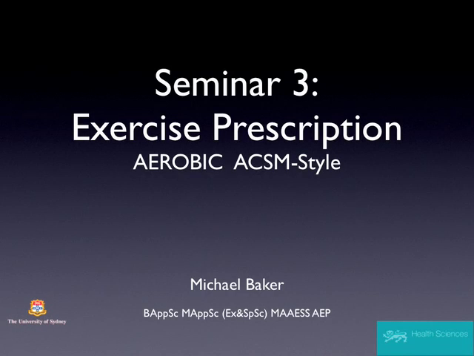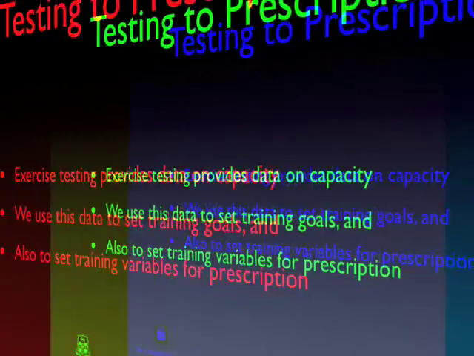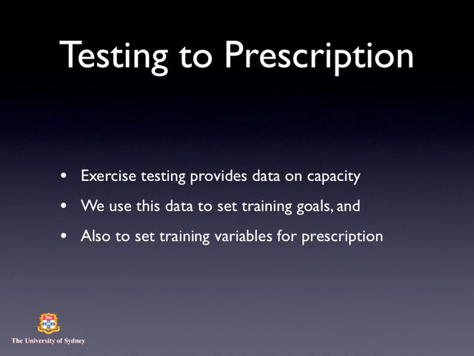Seminar 3 is about exercise prescription for aerobic fitness, consistent with the American College of Sports Medicine guidelines. Now, these guidelines aren't perfect, but they provide you with a foundation for prescription that you'll build on in second and third year. Now, the data we collect in exercise testing we use to assess baseline fitness levels, set training goals, and to monitor progress.